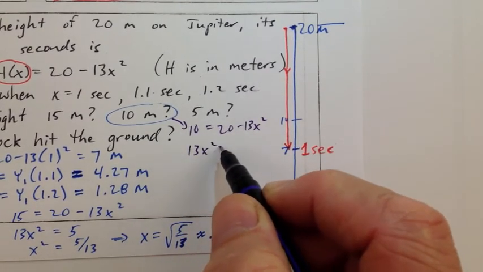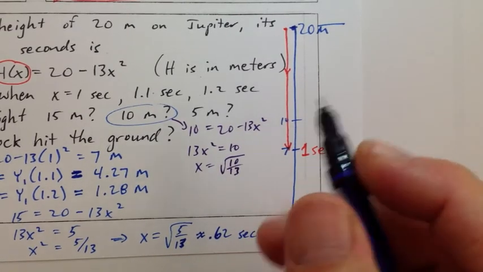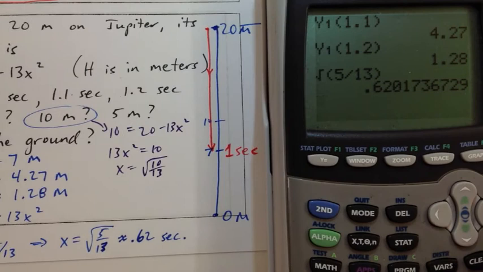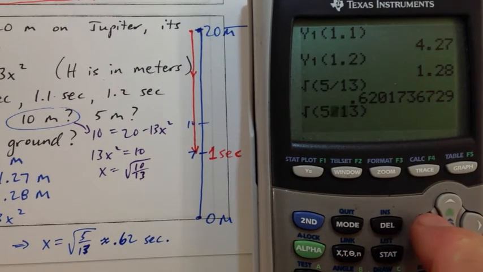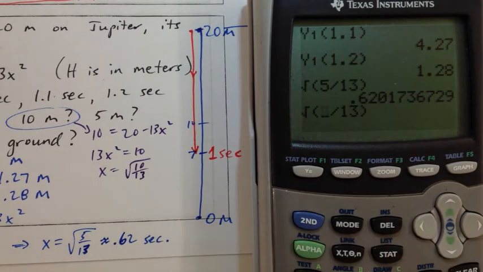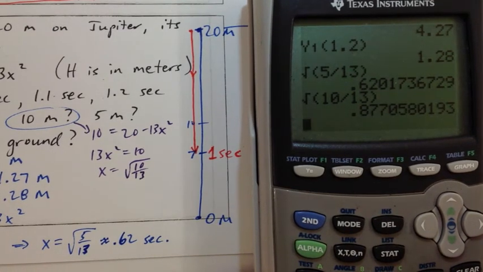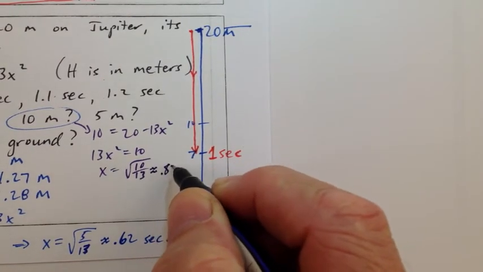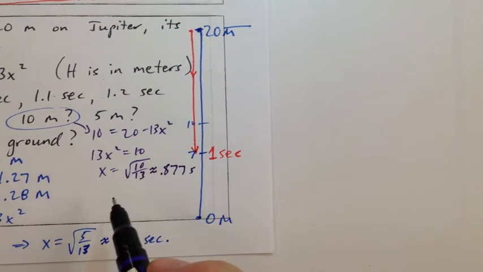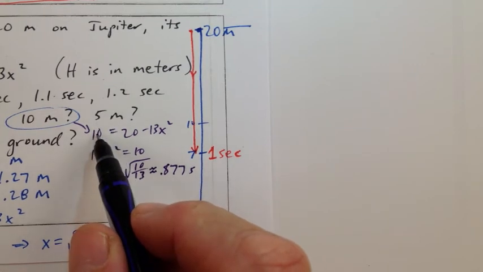13x squared is equal to 10. X equals the square root of 10 over 13. I'm shaving steps here to save a little space. But again, if we want to do second entry again, we can do the square root of, and then second insert 10 and delete that 5, and we get the square root of 10 over 13, and we get 0.877. Okay, so that's the 0.877 mark. 0.877 seconds.